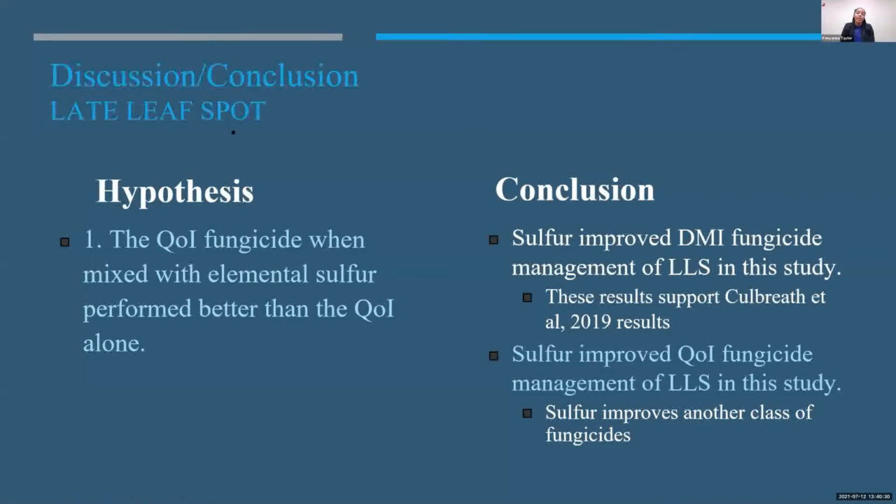So going into my discussion conclusion, we're going to talk about late leaf spot first. Sulfur improved the DMI fungicide management of late leaf spot in this study, and these results do support Colbreth et al. 2019 results. Sulfur did improve the QoI fungicide management of late leaf spot in this study, which supports my first hypothesis. The QoI fungicide, when mixed with elemental sulfur, performed better than the QoI alone. And this proves that sulfur improves another class of fungicides.